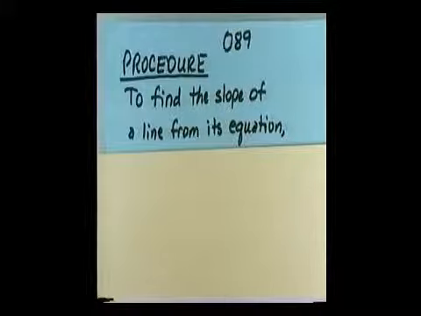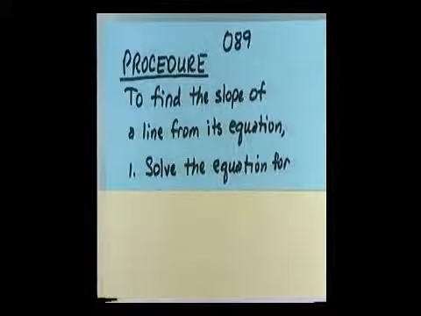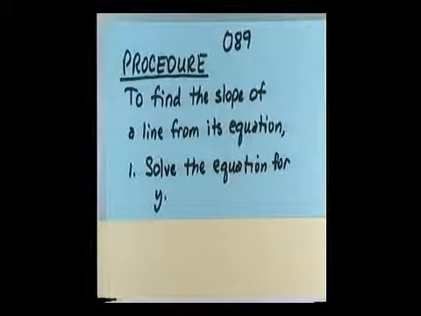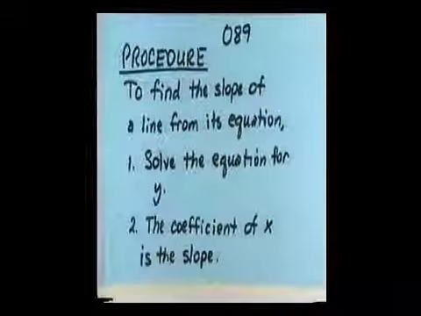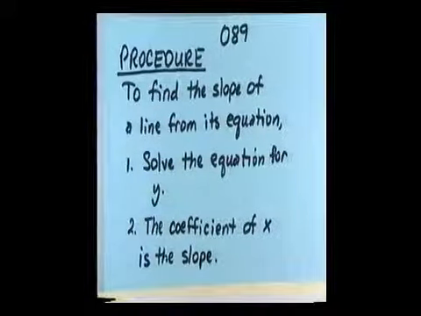Now let's look at one more thing about finding slope. This time we want to find the slope of a line from its equation. Here's our procedure. To find the slope of a line from its equation, first, solve the equation for y. Second, the coefficient of x is the slope. That means the only work we have to do is step 1, solve the equation for y. Then automatically the coefficient of x is the slope.